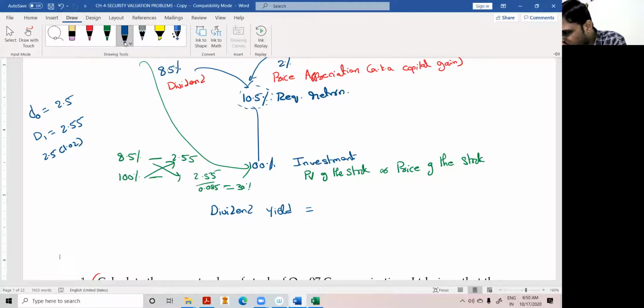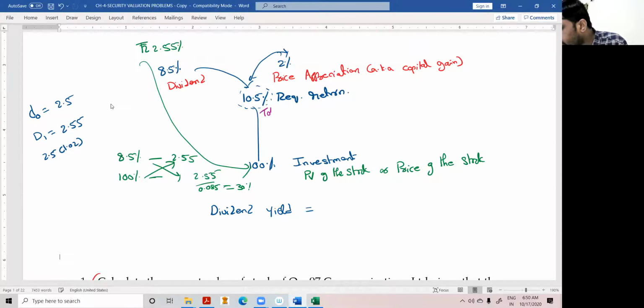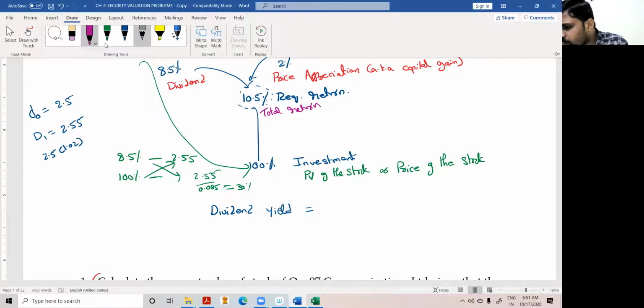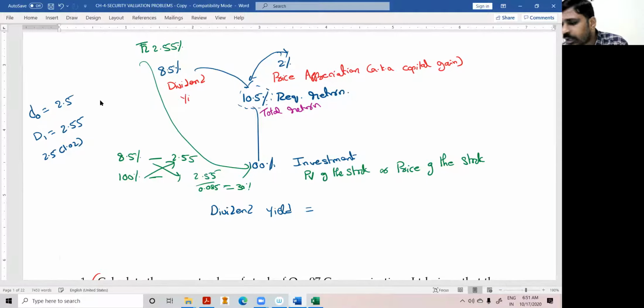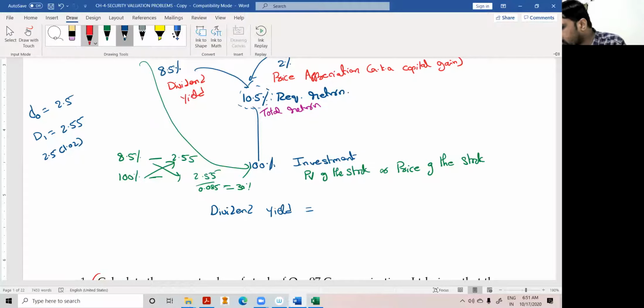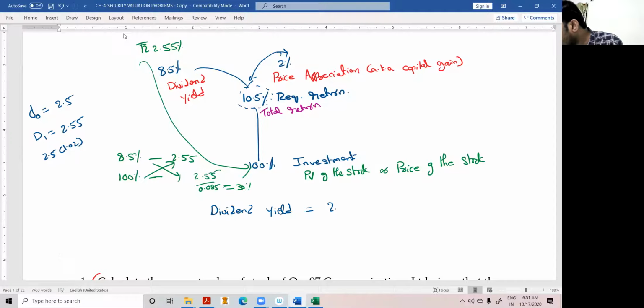What is this 10.5? This 10.5 is my total return. So this is called dividend yield. Out of this total return, how much I am getting in the form of dividend is called dividend yield. So dividend yield is simply 2.55 divided by 30, which is 8.5%.